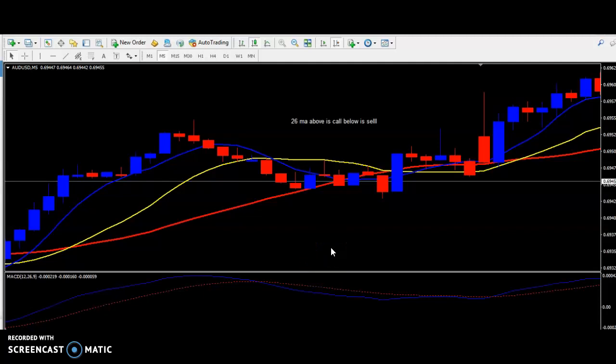Alright, let's do a quick explanation again of the 2-minute strategy. You've got the 6, the 14, and the 26 MAs. They're just standard simple moving averages. This is your trigger line. You need that to cross the yellow, and you need the red to be below if you're selling or above if you're buying. I use this as an extra confirmation as a crossover, which it's done.